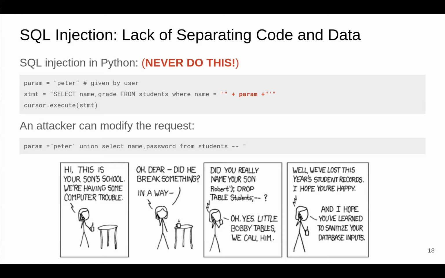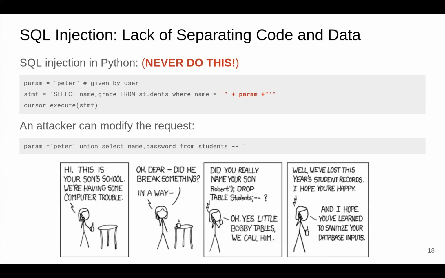So here it would be, I would run the program to select all names and grades from students where the name is, and here we give the parameter name in quotes. It's like sending the source code over to the database server and then letting the database server run the statement, right? And here we've got, for example, param equals Peter or whatnot.